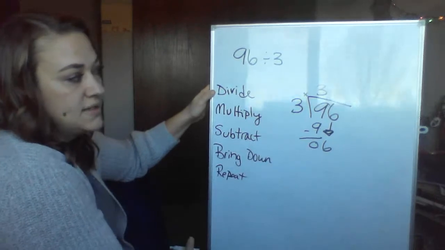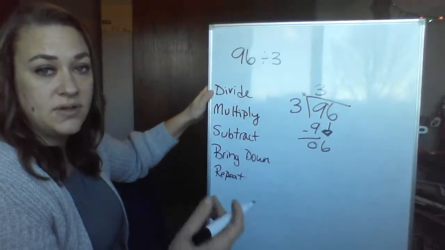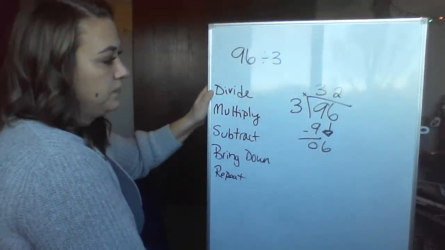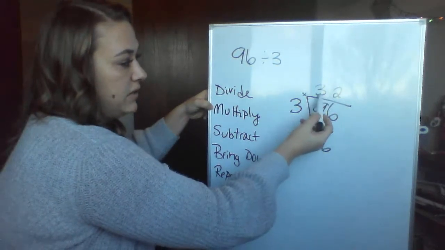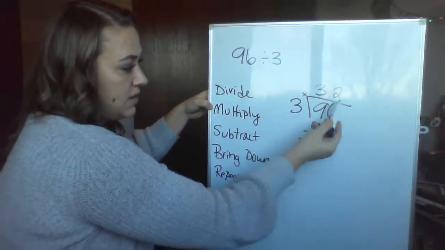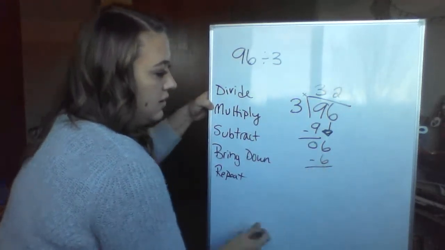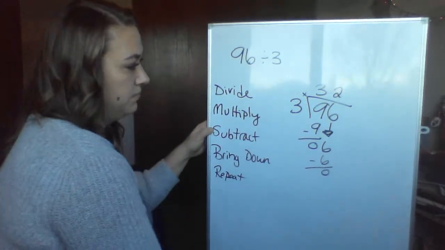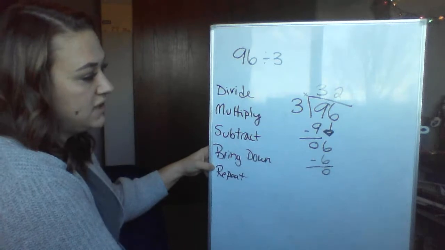3 goes into 6. How many times? Well, I know that 3 times 2 is 6. So 3 goes into 6 2 times. I multiply 3 times 2, not 3 times 3. I already did that. 3 times 2 is 6. Then I subtract. 6 minus 6, 0. I don't have anything else to bring down, so I don't need to repeat.